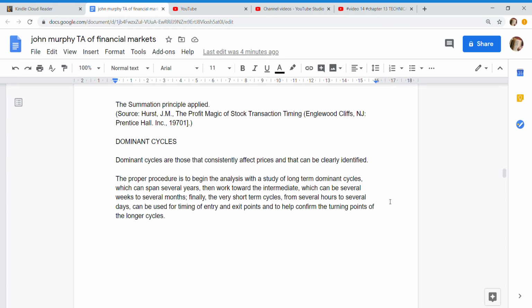Dominant cycles. Dominant cycles are those that consistently affect prices and that can be clearly identified. The proper procedure is to begin the analysis with a study of long-term dominant cycles, which can span several years, then work toward the intermediate, which can be several weeks to several months. Finally, the very short-term cycles, from several hours to several days, can be used for timing of entry and exit points and to help confirm the turning points of the longer cycles.